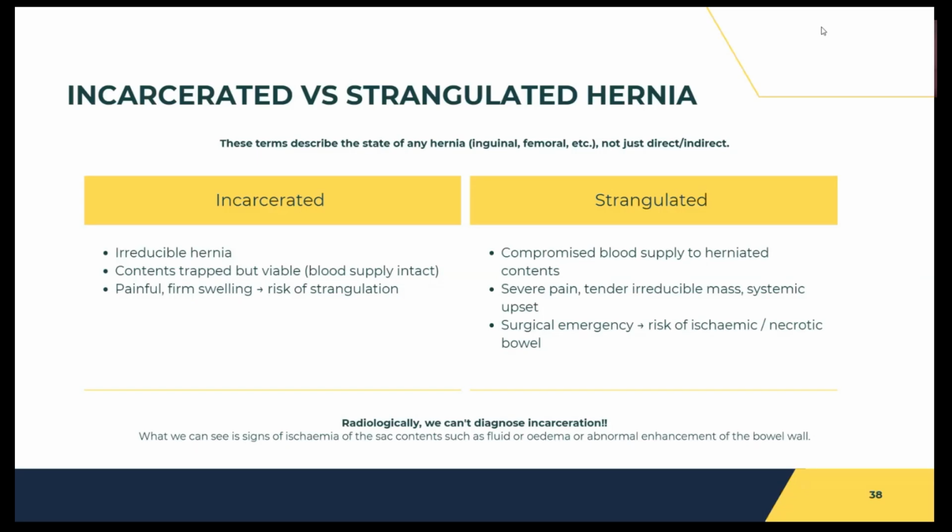So I know I've gone through quite a lot about hernias, but I just wanted to make sure that I had a full explanation of what these terms meant, because they are used quite commonly when describing hernias.